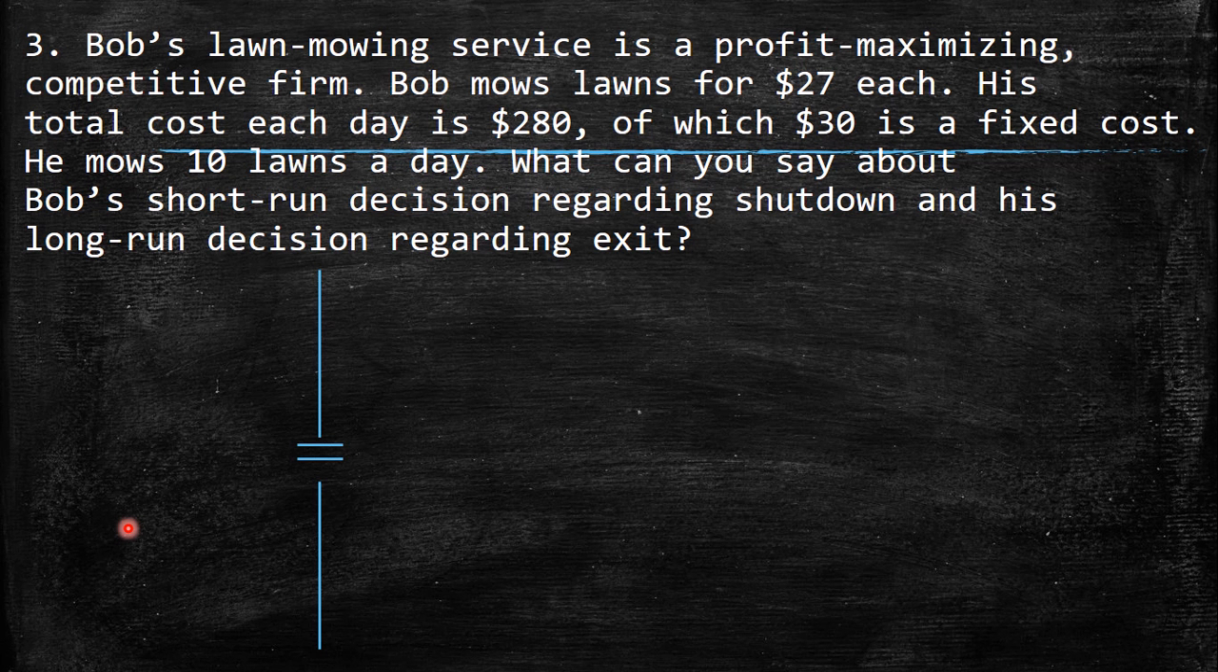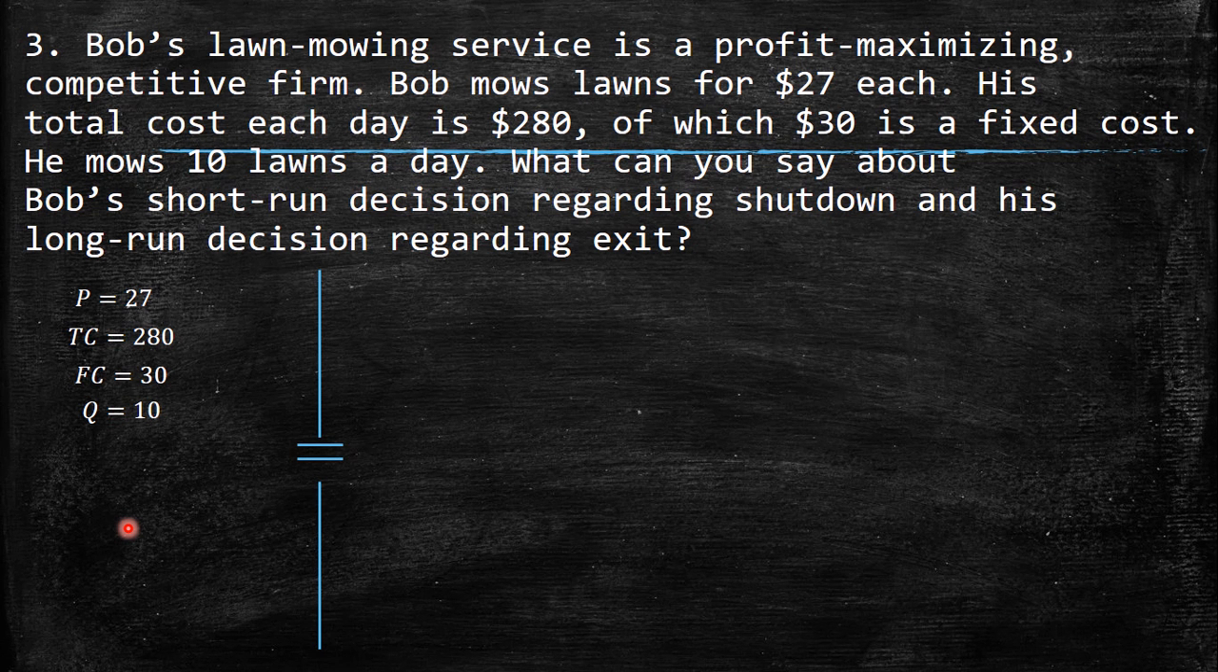Then Bob mows lawns for $27 each. So it means that's the price of the service, $27. Then his total cost each day is $280. So this one is the total cost. Remember, total cost is divided in variable cost plus fixed cost. Then $30 is a fixed cost, so this is a part of this $280. Then he mows 10 lawns a day. So this is the quantity that he offers in a day.